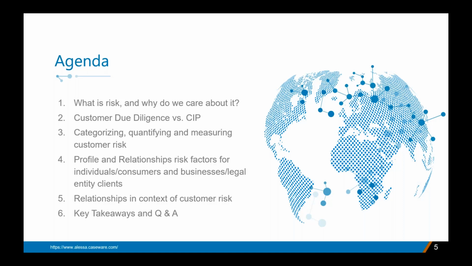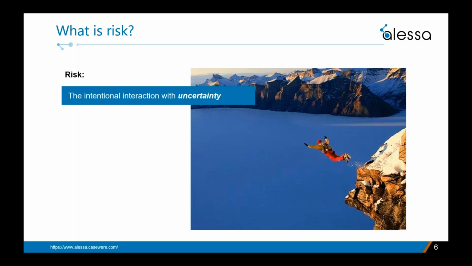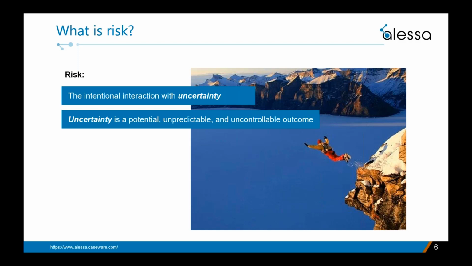So let's get started. When we talk about risk, what exactly do we mean? Well, there are many ways to define risk, but I like this one. To take a risk is to intentionally interact with uncertainty. And uncertainty is something that may or may not occur, which we can't predict if or when it may occur, and we can't control whether or not it will occur.